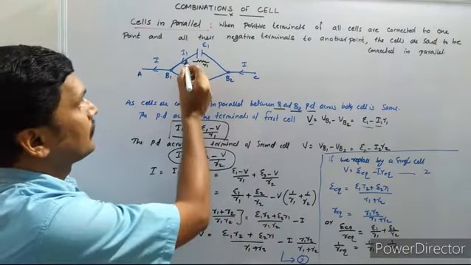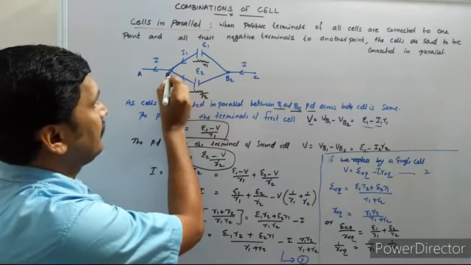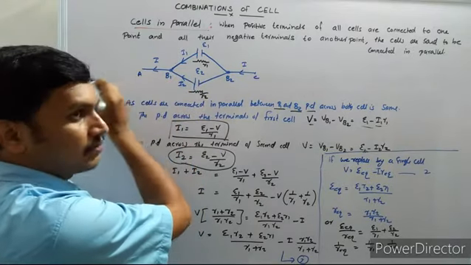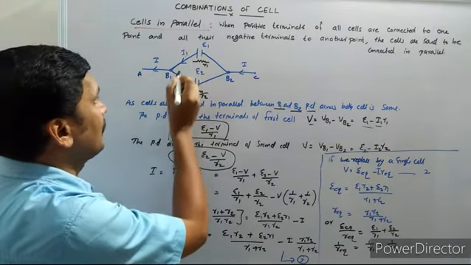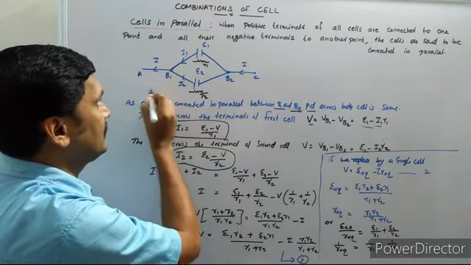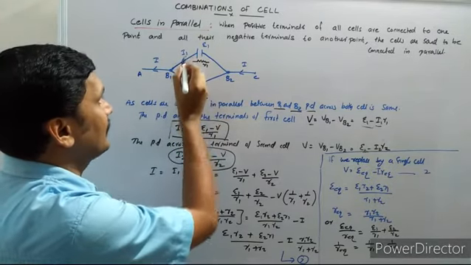Now you can see I1 and I2 meet at B1, and I1 plus I2 flows out through B1. That is, I1 plus I2 is equal to I. The total current from this combination is I, that's the sum of I1 and I2.